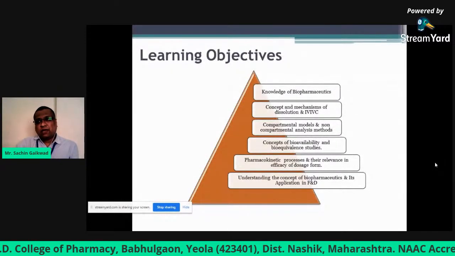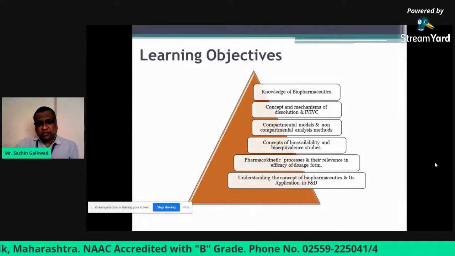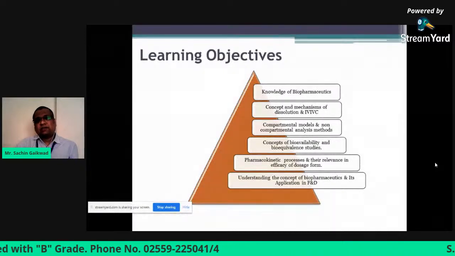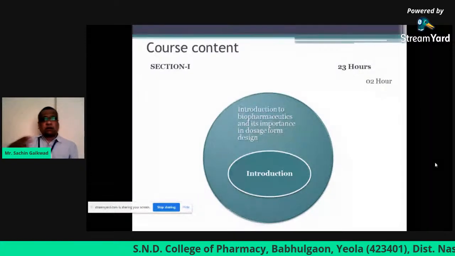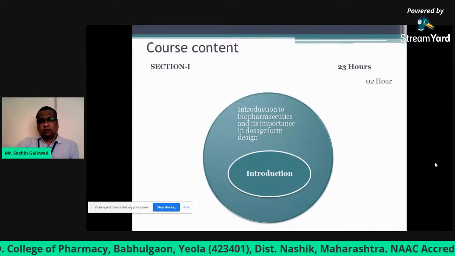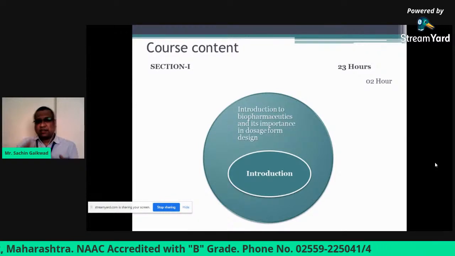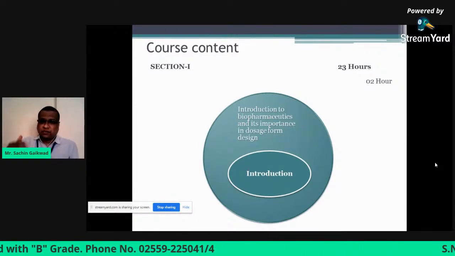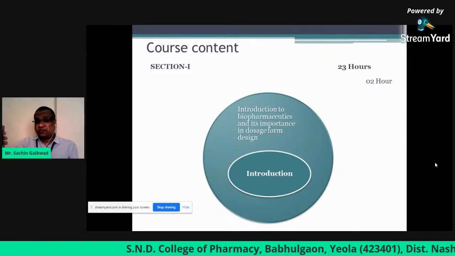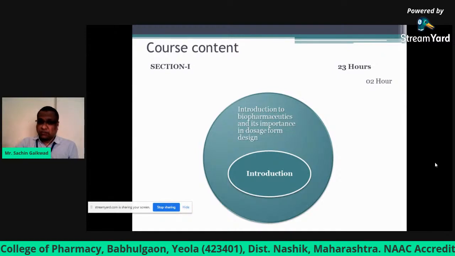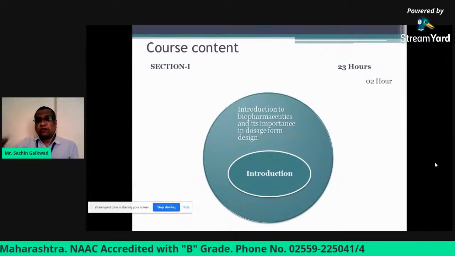Whenever we have gathered all this information, in our upcoming lectures we will get the knowledge about the biopharmaceutics. Now we will move toward our actual course content. This biopharmaceutics and pharmacokinetics is mainly divided into two sections, section first and section second. For section first, the university has allotted 23 hours to complete it. In section first, there will also be three chapters. Similarly, for section second, the university allotted 22 hours to complete that portion.